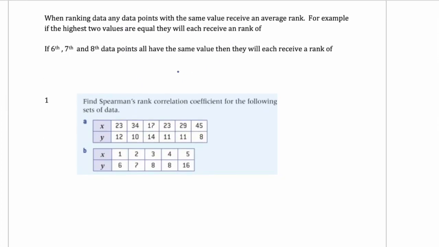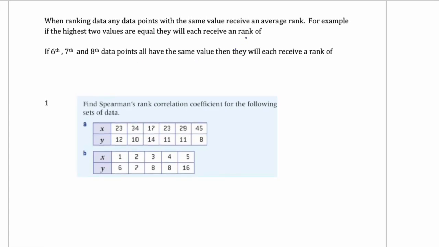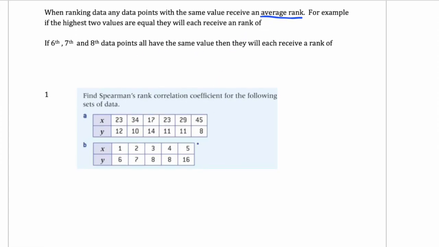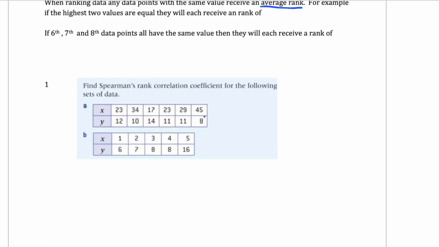Okay, now let's look at another example. If we have the same value, we've got to find their average rank. Let's check out this one here. Let's do the ranks up on the top and the bottom. So we have the X values. This is number 1, this is 2, and this is 3. Now there are two 4s. So they would normally be 4 and 5. So these are the average of 4 and 5, which is 4.5. Then the last one would be 6.